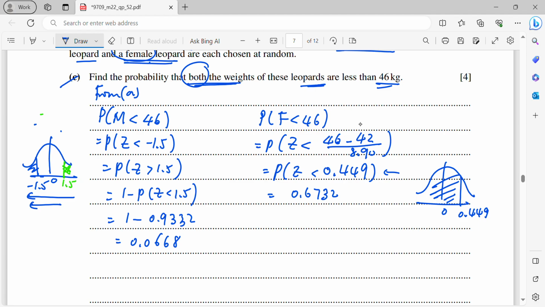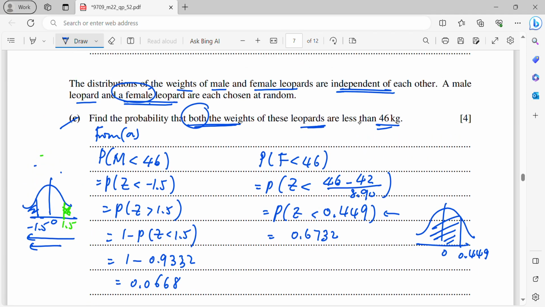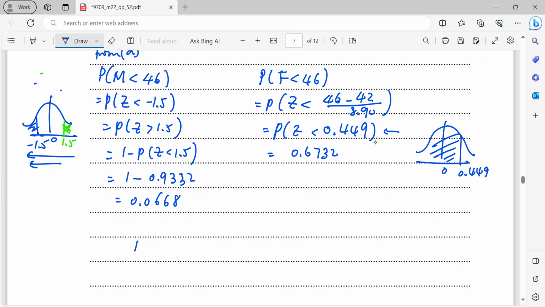But then the question is not asking for individually like that, right? The question is asking for both, right? Since they're independent, therefore you just times both probabilities. So now our probability equals 0.0668 multiplied with 0.6732, to make sure that the female and male leopard are both less than 46 kg. Then here it is going to be 0.0450, which is 3 significant figures. Okay, so that's all for this question.